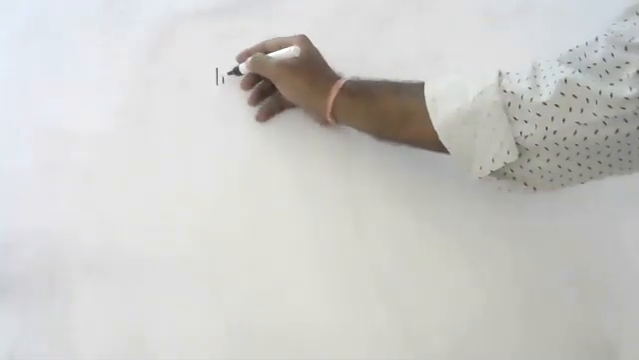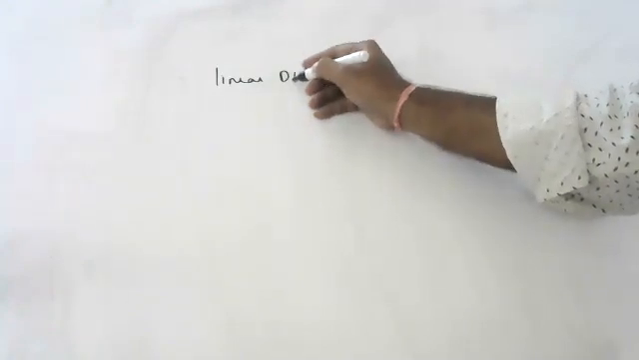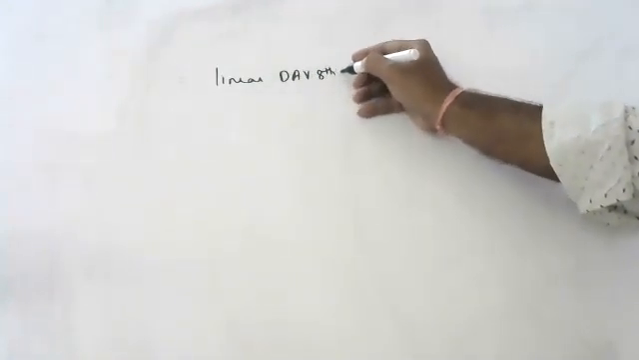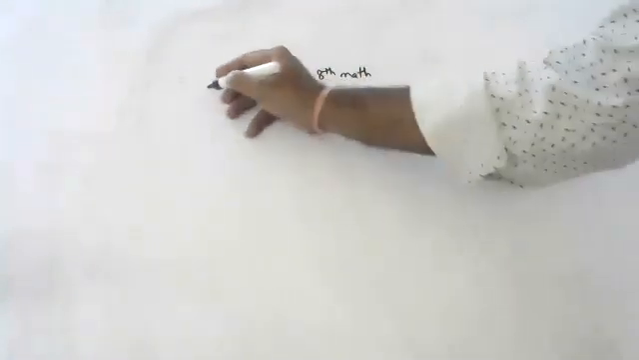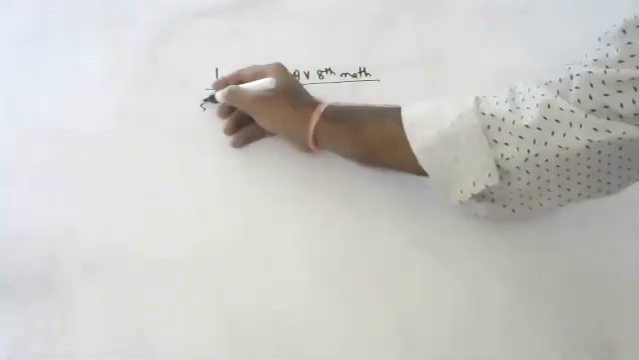Okay, children. Linear equations, DAV, 8th class section, maths. Linear equations, word numericals, and discussing, children. Fifth sum is there like this.